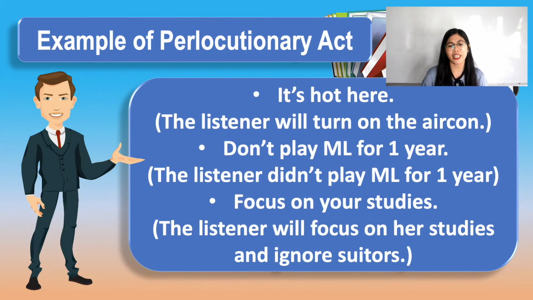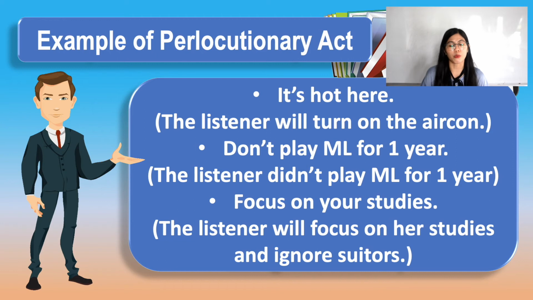So for example, when I say to you that it's hot here and you turn on the aircon, that is an example of perlocutionary act because what I tell you has an effect on you. So I made you turn on the aircon.